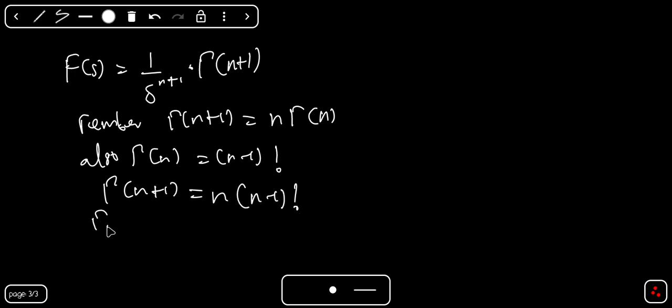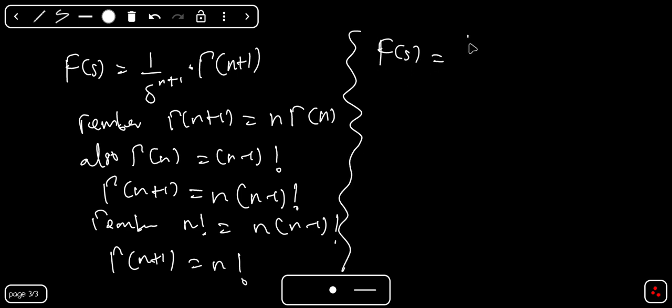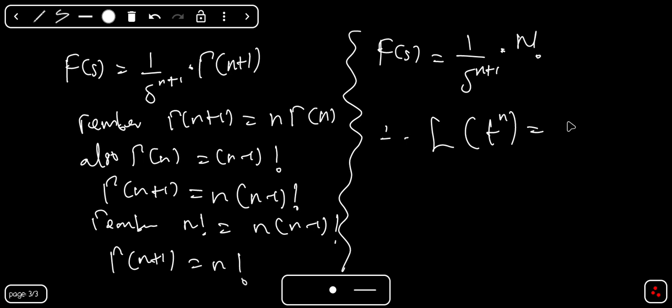And then remember that n factorial is equal to n multiplied by (n minus 1) factorial. So we can say that gamma of n plus 1 is equal to n factorial. Okay, then we have F(s) is equal to 1 over s raised to the power of n plus 1 multiplied by n factorial. Therefore, the Laplace transform of t raised to the power of n is equal to n factorial over s raised to the power of n plus 1. Now let's do some examples.